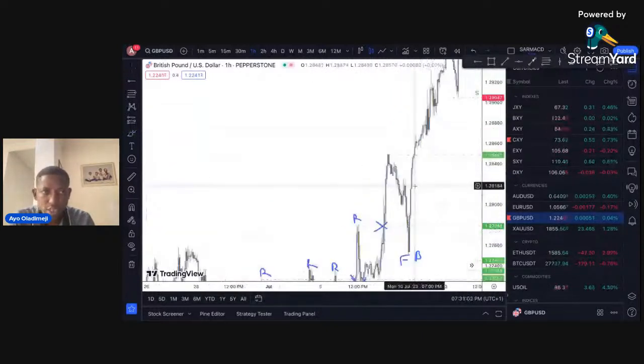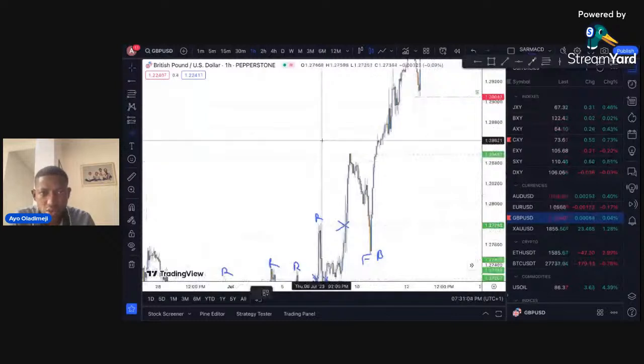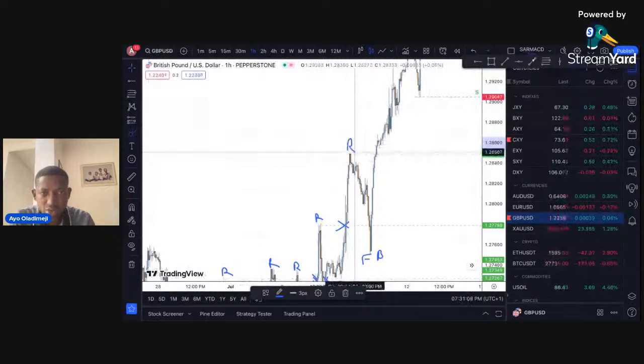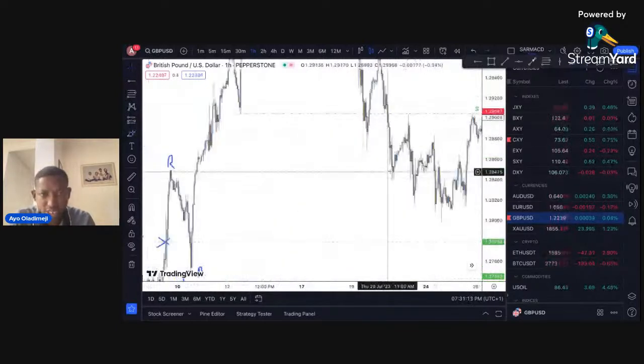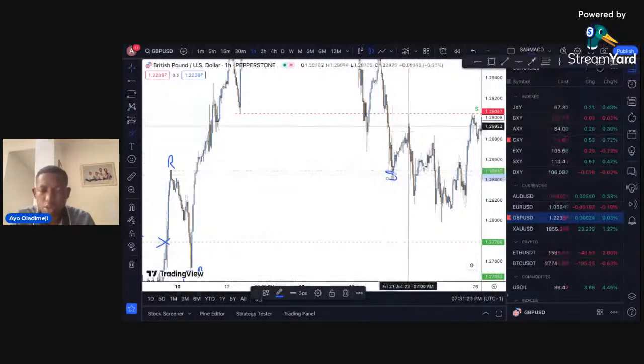And then again, we have a resistance here. For this resistance, we expect that in the future, whenever price gets back to this same level, it becomes a support. And that's exactly what happened. When price got back to this same level in the future, it became a support and it went up. So you see, this principle of support and resistance really works.